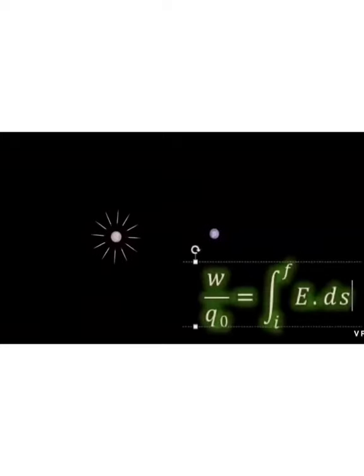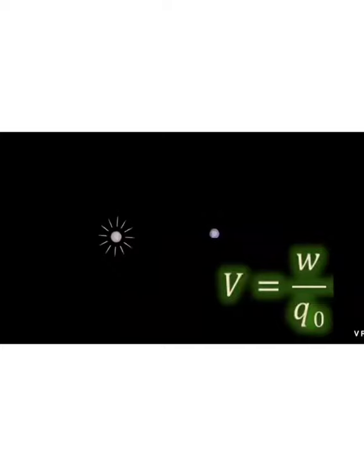Therefore, the net work done is equal to Q naught into integration of E into ds. Here Q naught represents the testing charge. Therefore, work done by the testing charge is equal to integration of E into ds.